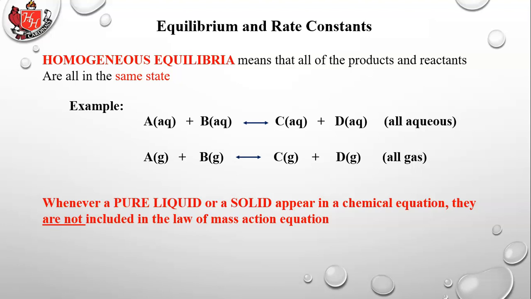Now, whenever a pure solid or a pure liquid appears in a chemical equation, it is not included in the law of mass action. I'm going to read that a second time. Not that you're hard of hearing, but that you've got to remember that. Whenever a pure liquid, the most common one, of course, would be water, H2O, or a solid, and there could be many of those, appears in a chemical equation, it is not included in the law of mass action. You do not need to understand why. You just need to remember that rule.